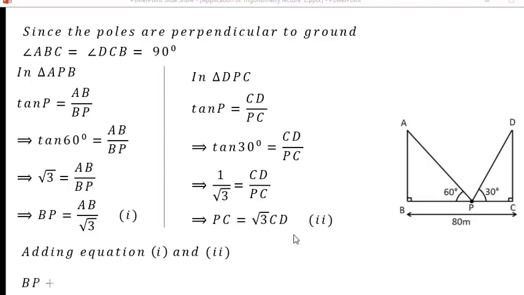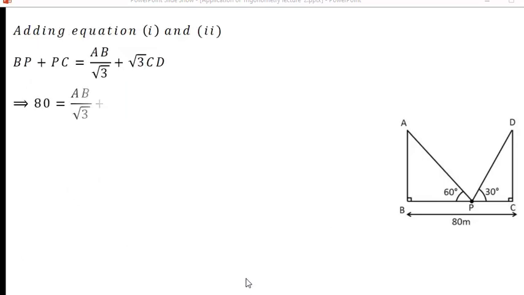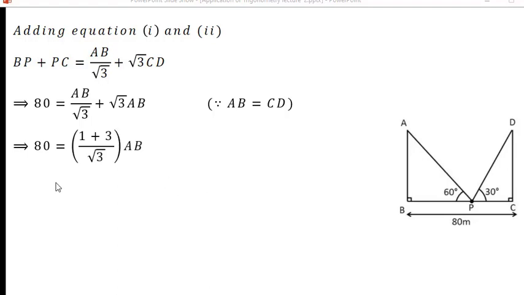So adding equation 1 and 2, I have BP plus PC is equal to AB upon root 3 plus root 3 CD. I will replace this CD with AB because they are equal, and after solving I will get 80 equal to 4 upon root 3 AB. Okay, further simplification will give me the value of AB as 20 into root 3 meter. So the value of AB we have got.